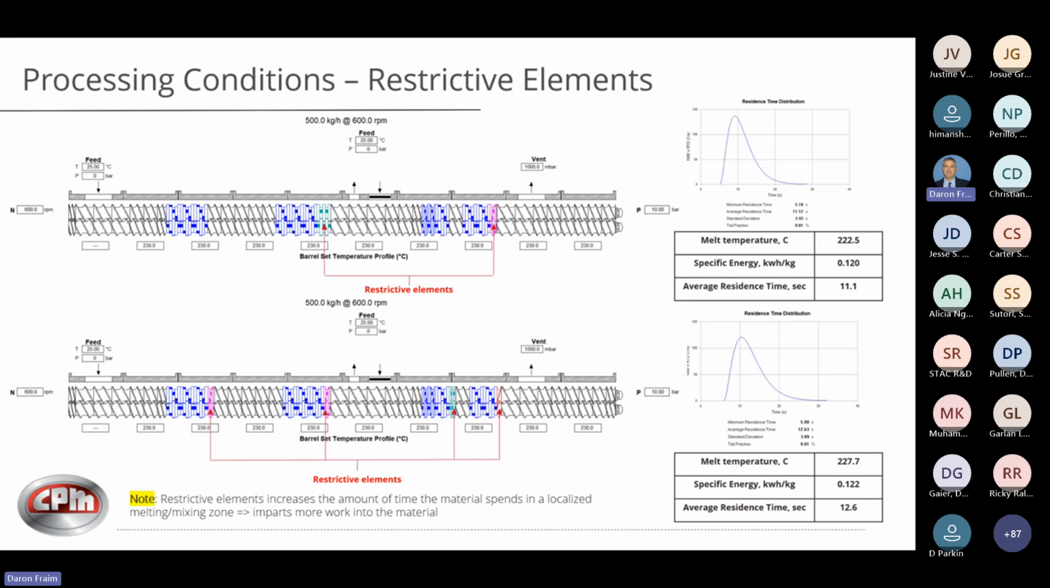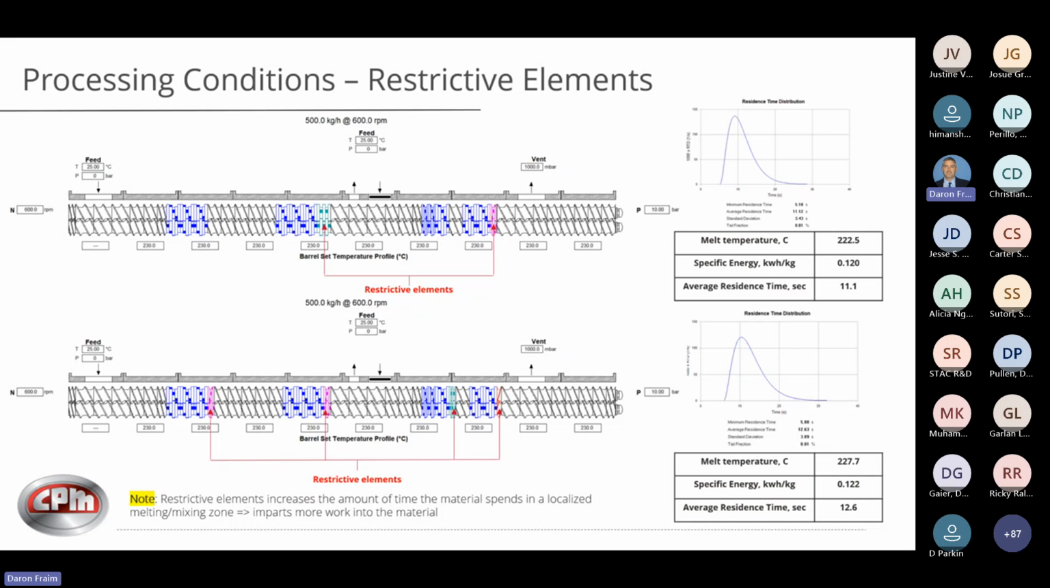On the bottom one, I've got reverse kneading at first, second, neutral on the third, and reverse conveyor in the last one. And you can see there's a little difference. I mean, obviously the restrictive elements, you see the melt temperature is 5 degrees warmer, a little more work in the material, and a little more residence time, because those restrictive elements increase the amount of time that material spends in that localized melting or mixing zone. So it imparts a little more work into the material. So just know, placing those restrictive elements where you put them along the process, you're always going to increase time.